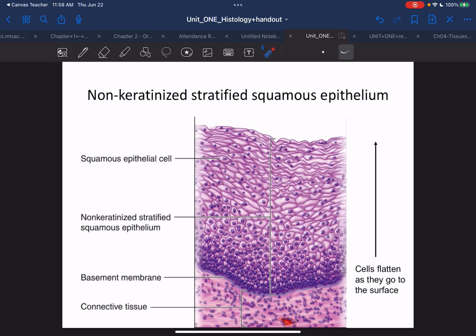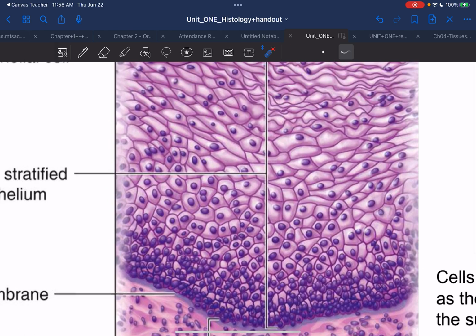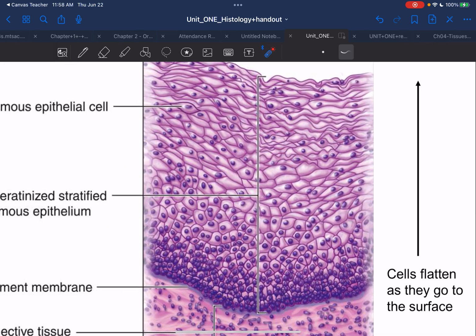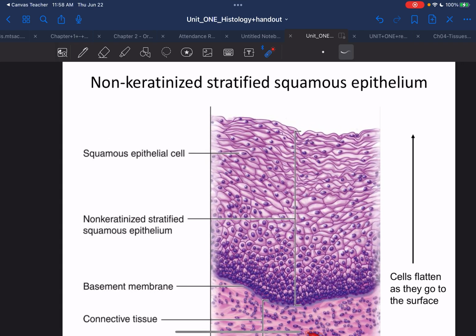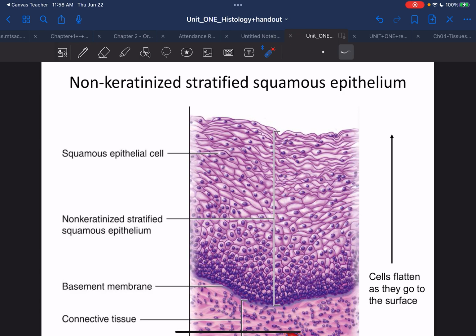What you're seeing is nothing different from what you've seen before. Squamous cells, and then they are stacked upon each other. So you can see all of these flat cells stacked on top of each other, going all the way to the top. And this tissue specializes in high friction environments.